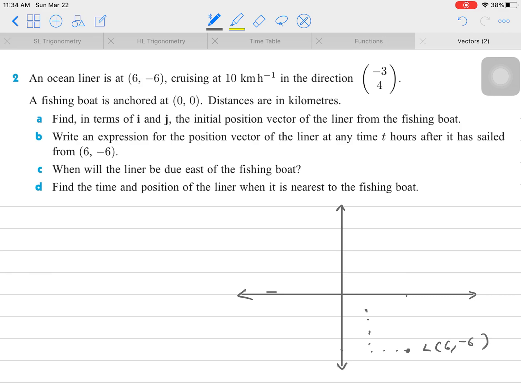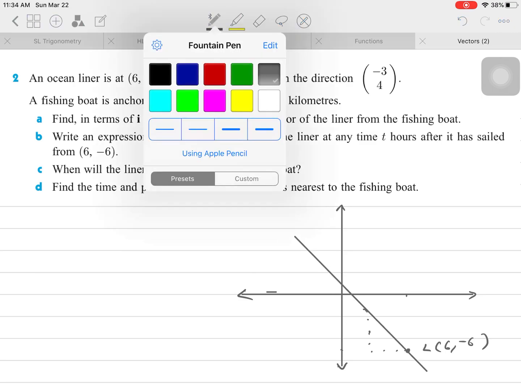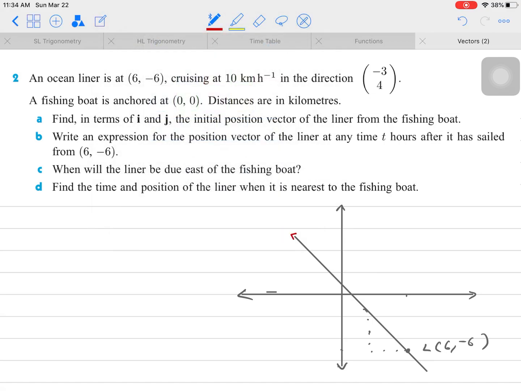So I draw a line joining the two. So that's the direction in which the liner is going. So that's how it goes. So you have the point where it crosses the x-axis there, the point where it crosses the y-axis out there, and this the origin 0, 0. That's where the fishing boat is. They said the boat is anchored at 0, 0.